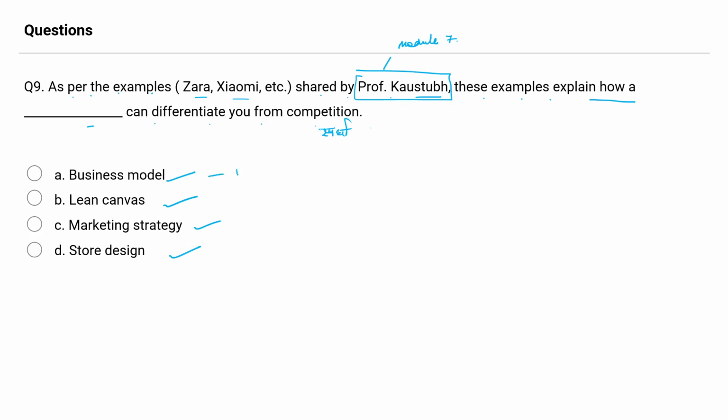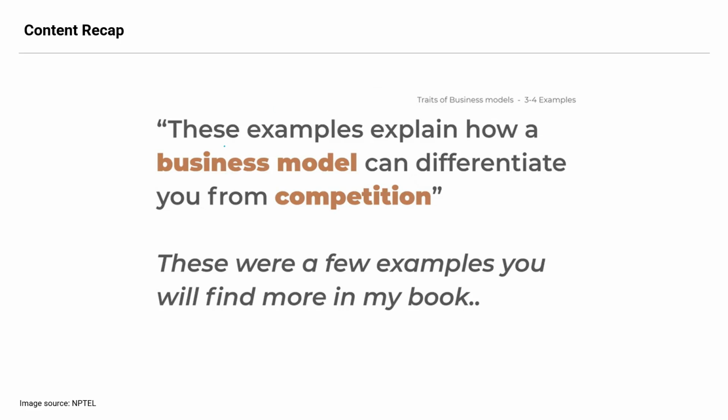We have got one more for business model. Other options were lean canvas, marketing strategy, and store design. And since it's a circular one, which means only one correct answer, let's do the screen validation. So these examples explain how business model can differentiate you from competition.